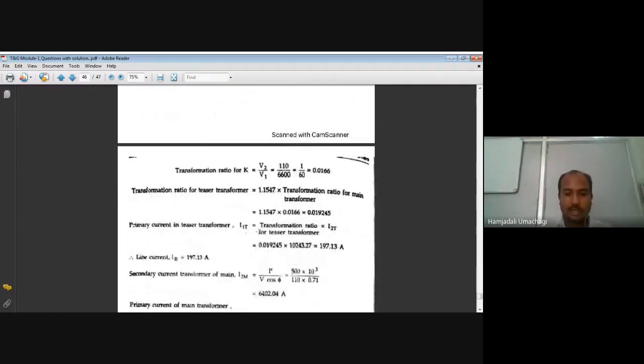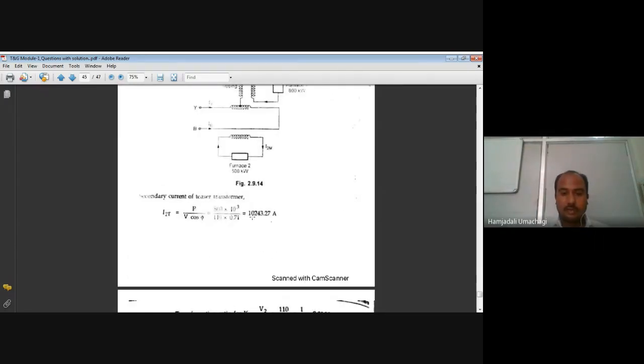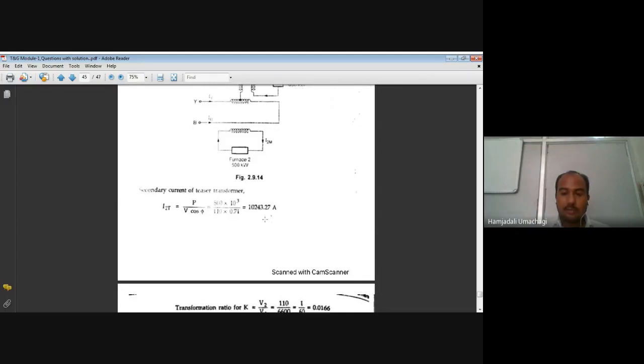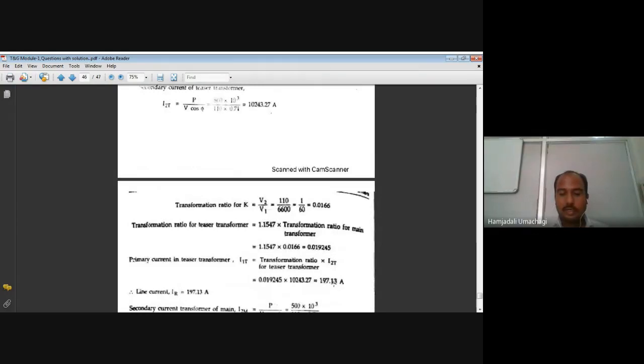I1t is equal to, here we are calculating the primary current of the teaser transformer, which means we should take the transformation ratio of the teaser transformer. So I1t, the primary current of the teaser transformer, is equal to the transformation ratio of the teaser transformer into the secondary current of the teaser transformer. The transformation ratio of the teaser transformer is 0.019245 multiplied by the secondary current of the teaser transformer, I2t. In the beginning, we have calculated I2t as 10,243.27 ampere. To simplify, I1t is equal to 197.13.